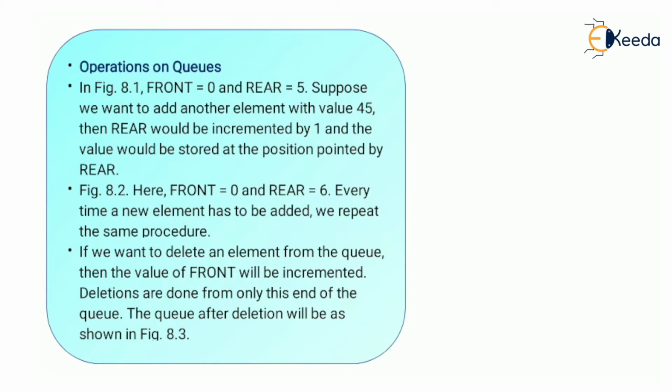If we want to delete an element from the queue, then the value of front will be incremented because we want to delete the data. Deletion is done only from this end of the queue, not from the other end. Deletion can be done only from the front. The queue after deletion is shown in figure 8.3. So these figures represent a simple insertion from the rear end and simple deletion from the front end. As we delete the data, front is incremented.